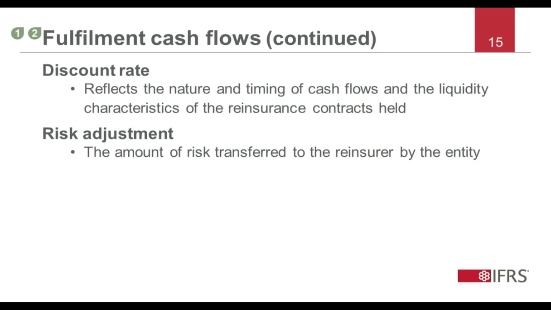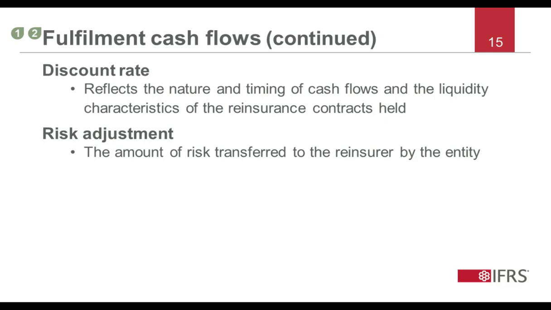Those expected cash flows are then discounted using rates that reflect the characteristics of the reinsurance contracts held. That is, those rates need to reflect the time value of money, the characteristics of the cash flows, and the liquidity characteristics of the reinsurance contracts held. The rates used are current, market-consistent rates. We will now move on to the risk adjustment.